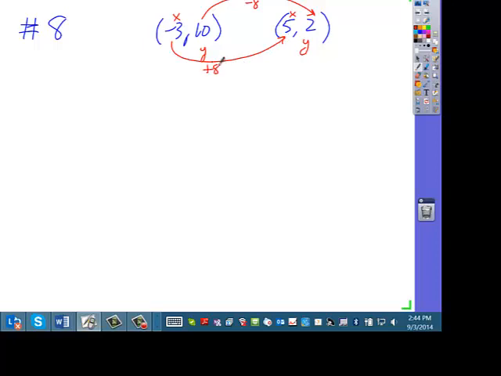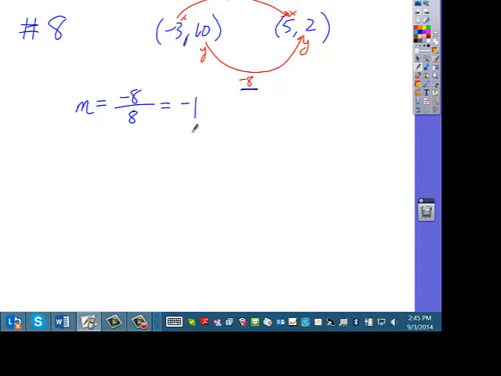So it's a little confusing how I wrote that. Let me try that again. Here. Losing 8 on the y's. Gaining 8 on the x's. There. That's clearer. Okay. So my vertical change is right here, and that goes on the top of the fraction. This is the horizontal change. That's the bottom of the fraction. So slope is negative 8 over positive 8. That's negative 1.